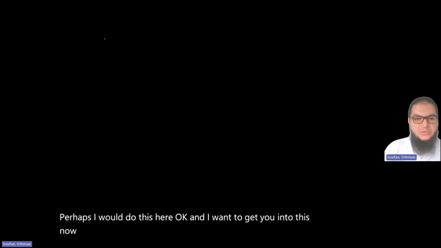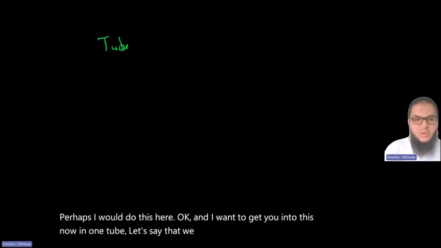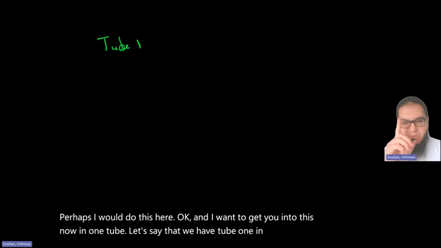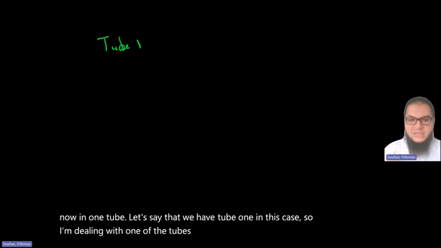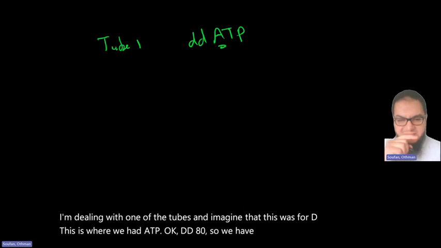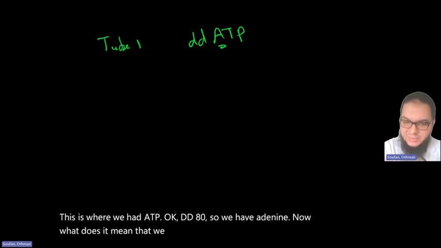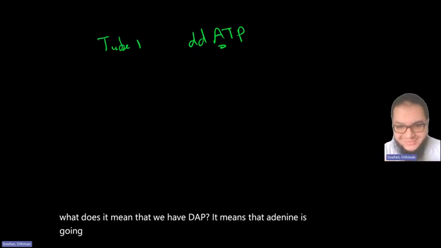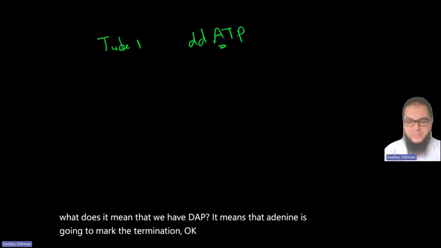Now, in one tube, let's say that we have tube 1, so I'm dealing with one of the tubes. And imagine that this was for ddA. This is where we had ddATP, so we have adenine. Now, what does it mean that we have ddATP? It means that adenine is going to mark the termination.